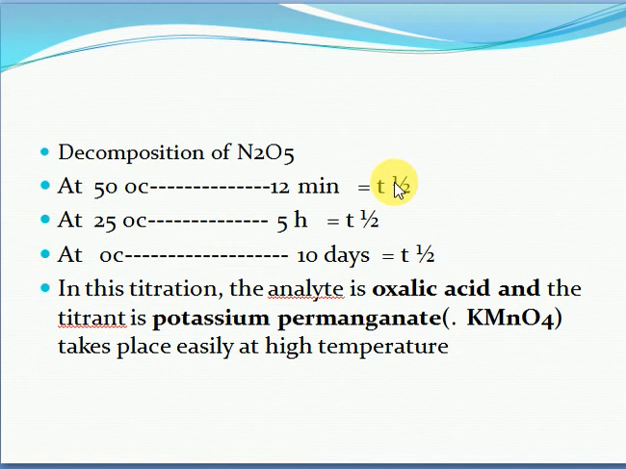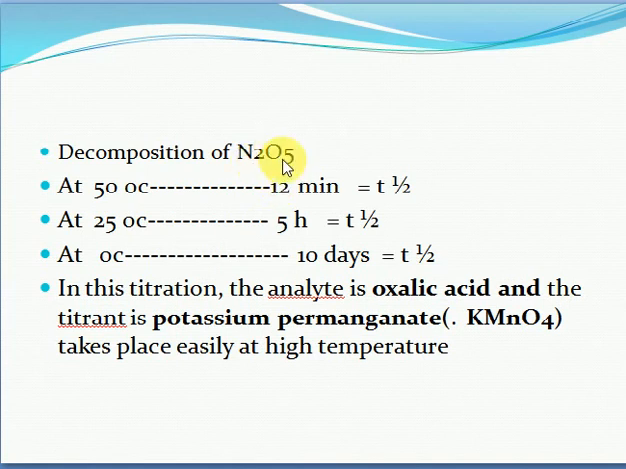Suppose I take 1 kg of ice. How much time is required for 1 kg of ice to become half a kg of ice? That is called the half lifetime. T half is also written as T50. Both are correct. For decomposition of nitrogen pentoxide at 50 degrees Celsius, the half lifetime required is 12 minutes.